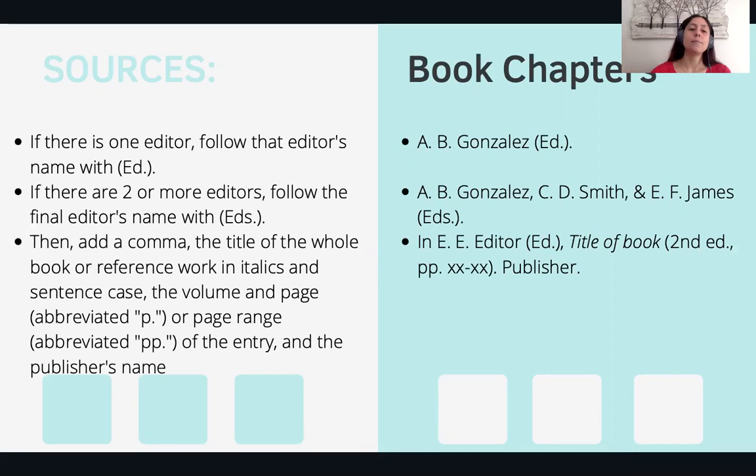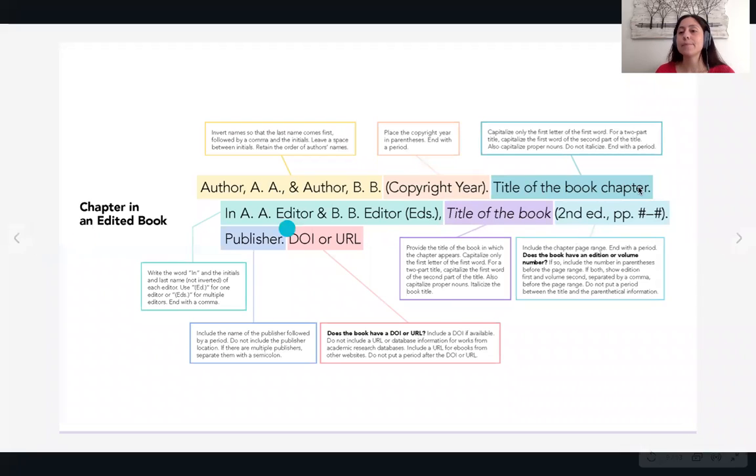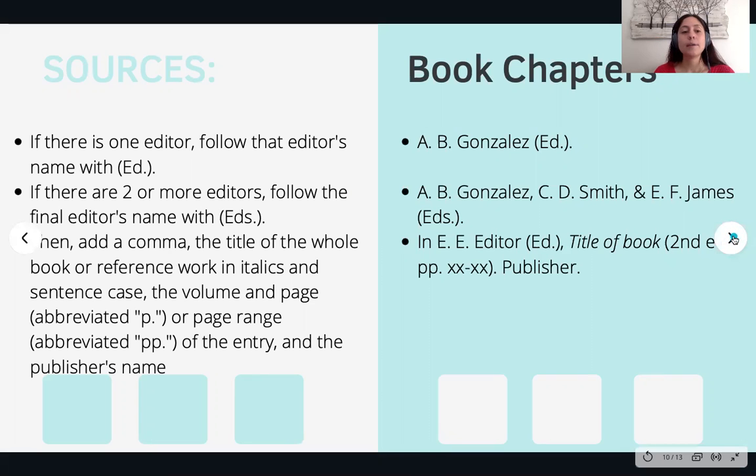So first, if there's only one editor, as I mentioned, you're going to write ED period, parentheses, comma. Sorry, that should be a comma, which you can see back here. It should be a comma, sorry about that. If there are two or more editors, you're going to follow the final editor's name with EDS period, parentheses, comma, okay, as you saw in the previous example.